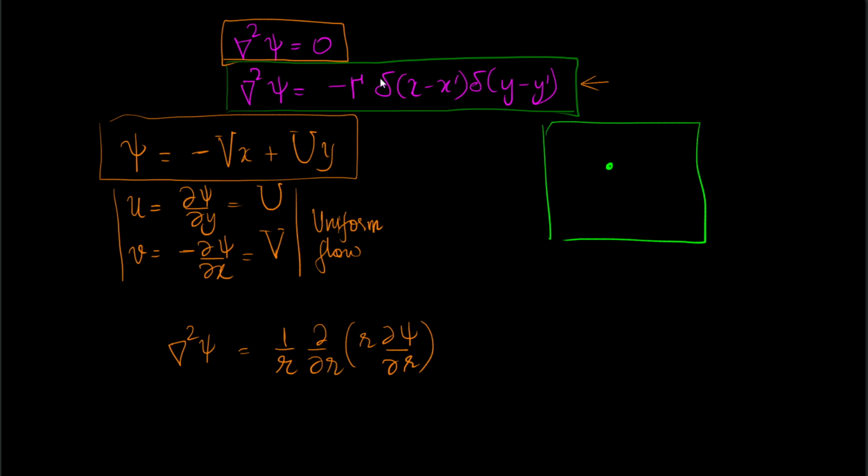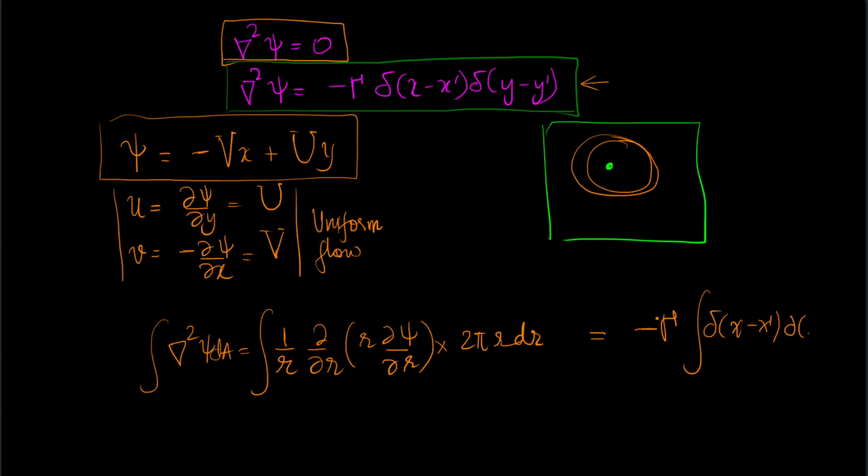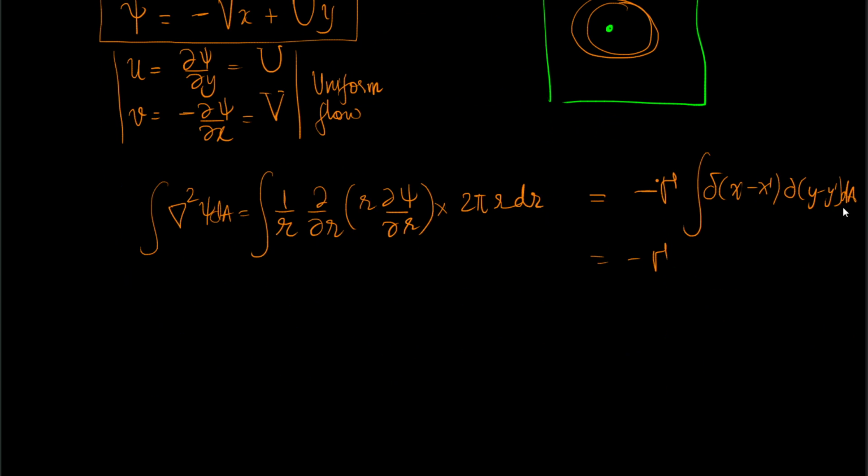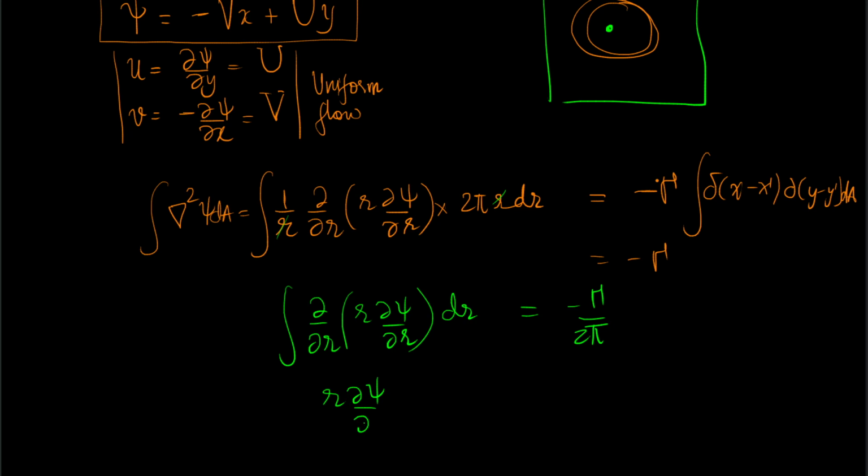So now what about this other term? Let me integrate this. Integration of this over the area is integration of this times 2 pi r dr, and is equal to minus gamma integration delta x minus x prime delta y minus y prime dA, and so this will turn out to be minus gamma. I'm not writing dA in terms of r. It's simply going to be minus gamma. So this r gets cancelled, this 2 pi can be taken over here, so essentially it's d/dr of r del psi del r dr is equal to minus gamma by 2 pi. So this is going to be r del psi by del r over the boundary, and this is going to be minus gamma by 2 pi.